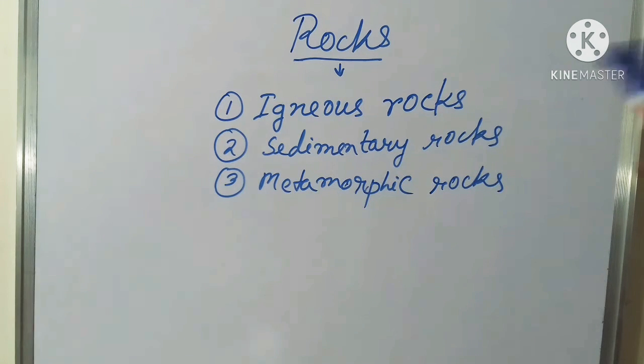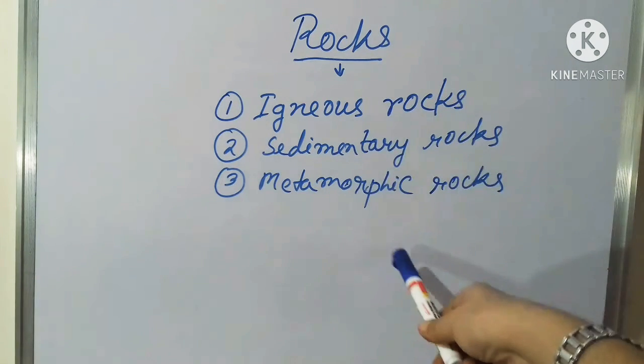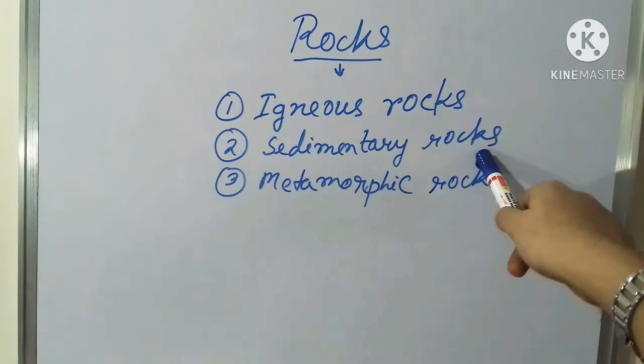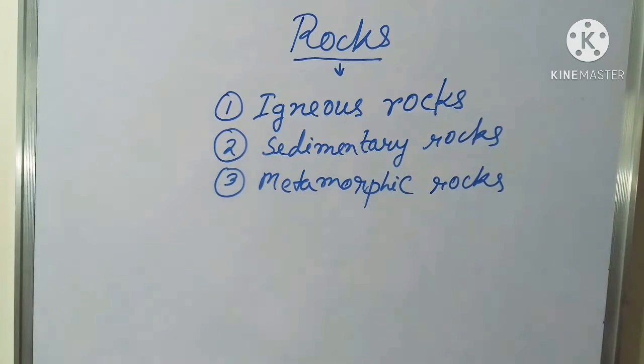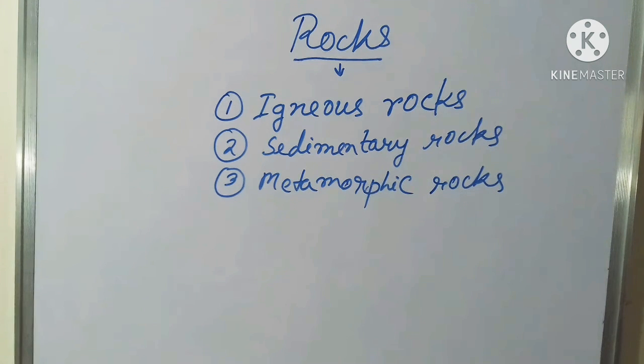there are three kinds of rocks. Rocks are divided into these three major groups. First of all, igneous rocks, then sedimentary rocks, and then metamorphic rocks. These three kinds of rocks are there.